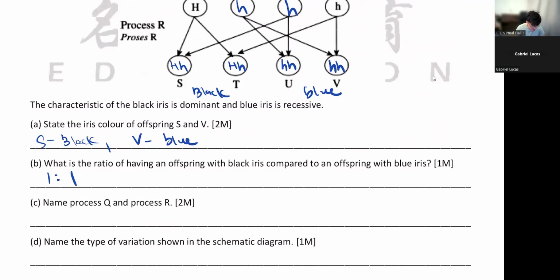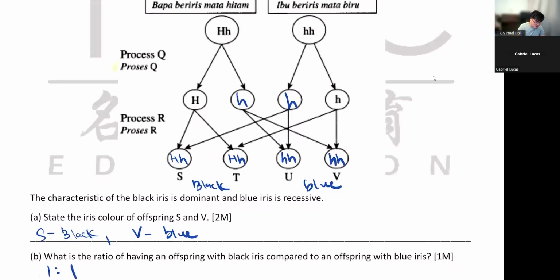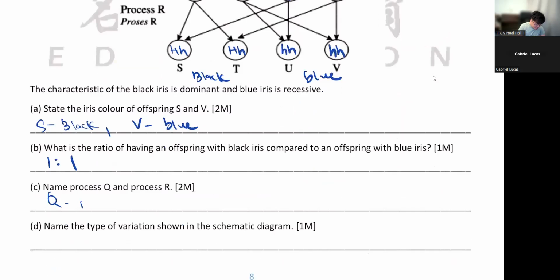Process Q and R. So just now I mentioned this already lah. Your dad, when he splits half for you, this is your mitosis. Oh, sorry, meiosis. Okay, he splits into half. He only needs to give you half. He cannot give you full because it will be cloning if he does. So meiosis, and then R to your dad's sperm combined with your mom's ovum. This is called fertilization.